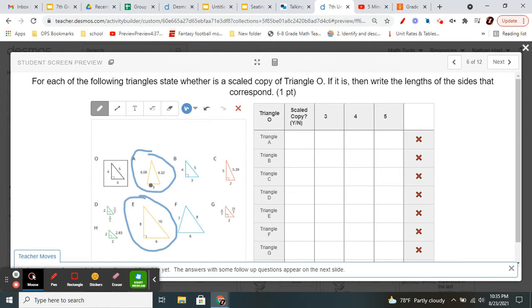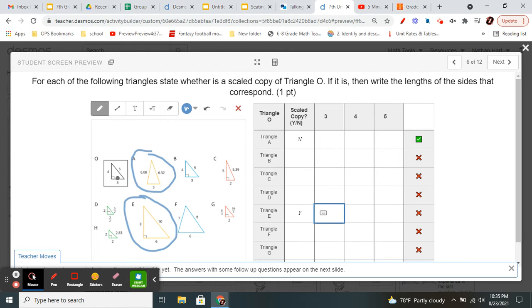So A does not have a right triangle. So it is not a scale copy. See how the check changes? E, if I put a no, it doesn't change. So we know it is a scaled copy. So I'm going to put a Y.